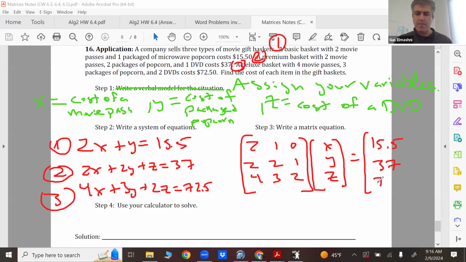37, and 72.5. Cool. Okay. Use your calculator to solve. You guys can do this now, right?